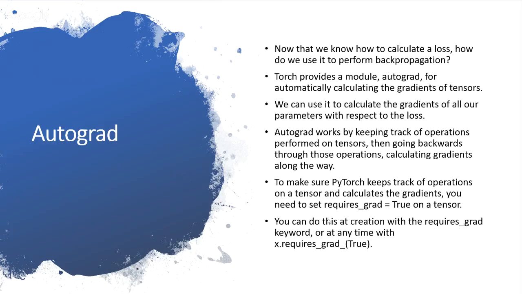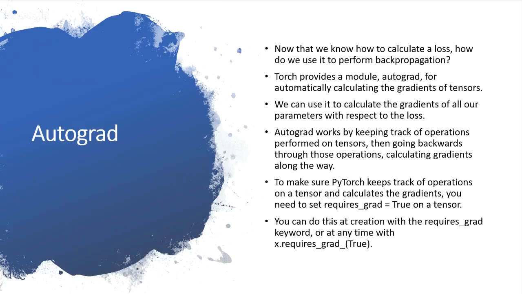So now that we know how to calculate loss, how do we perform backpropagation? That's essential, of course, otherwise the loss is going to be useless. Torch provides a module, autograd, for automatically calculating gradients of tensors. We can use it to calculate the gradients of all our parameters with respect to loss. Autograd works by keeping track of operations performed on tensors and then going backwards through those operations, calculating gradients along the way. To make sure PyTorch keeps track of operations on tensors and calculates the gradient, you need to set requires_grad equals True on a tensor.